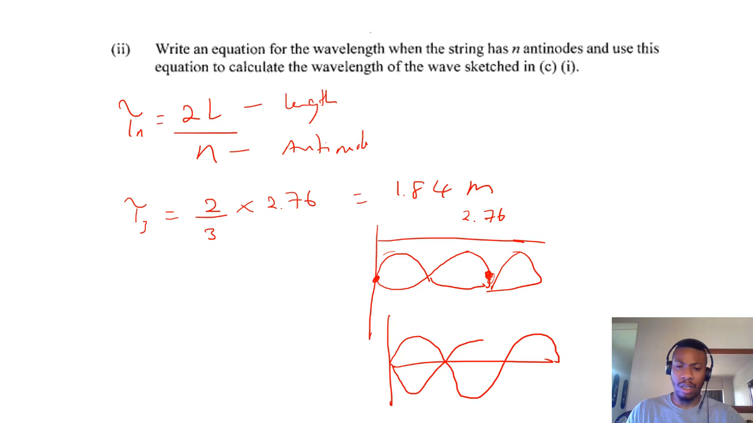So this would be representing the entire length of the standing wave. And you should know that to complete one wave cycle, you should have at least one complete crest and one complete trough. So all of this, including this, would be considered as one wavelength. And it is telling us that it takes roughly two-thirds of the entire wave to give you one wavelength. Of course, this can change depending on the number of antinodes that you have.